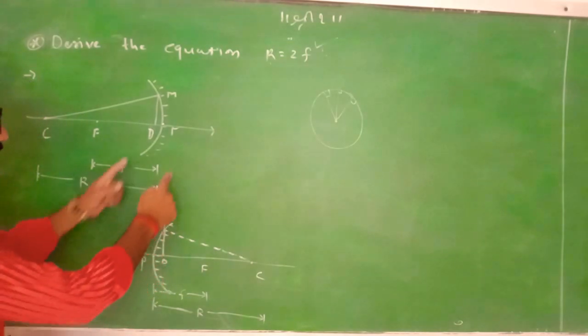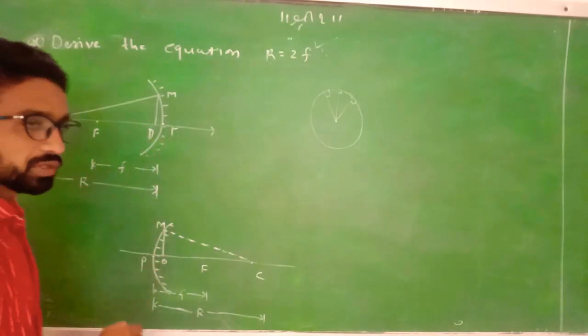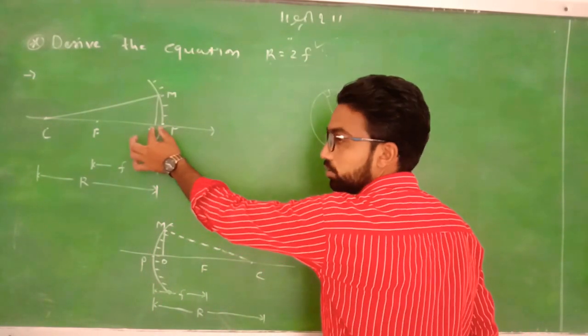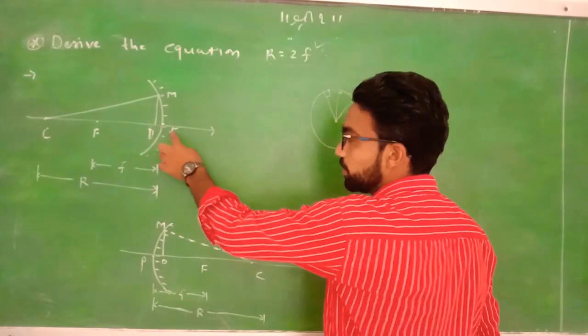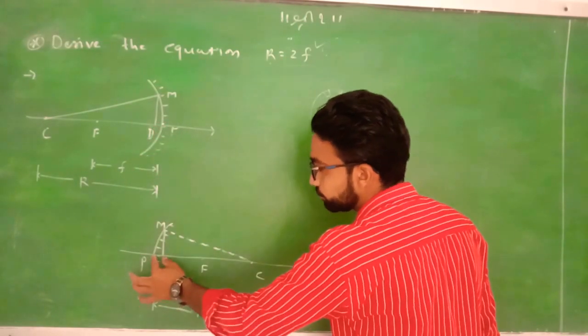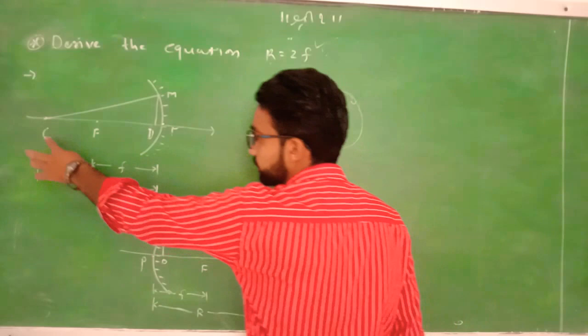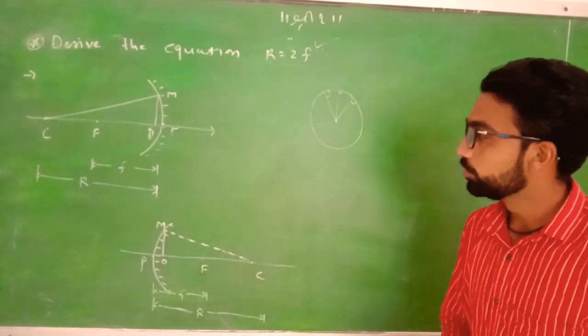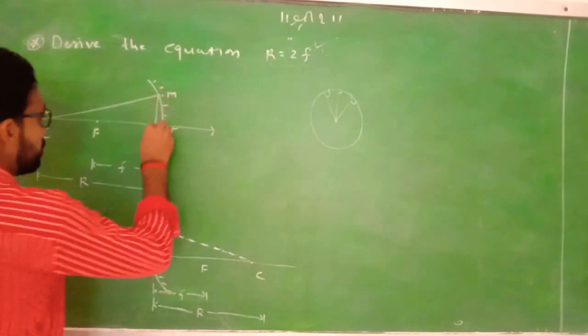Here notice that P and D are very close to each other, so we can neglect this distance. It is very small. Because D and P are very close to each other, this distance is very small. So when we consider the distance CD, it is nearly equal to CP. Now you can see this is the normal.